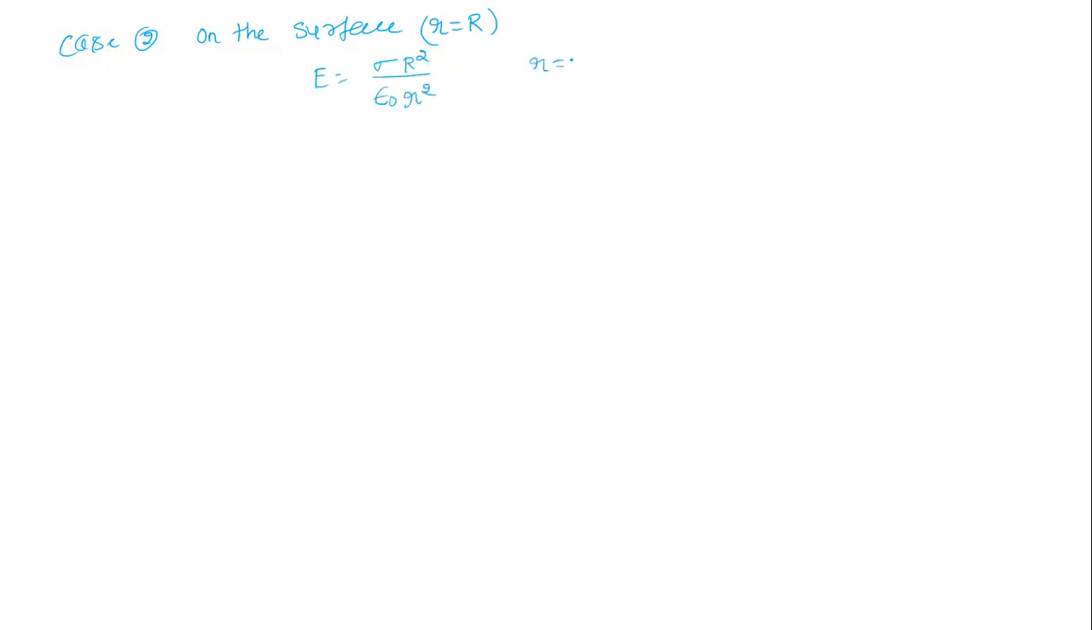Since it is given small r equal to capital R, then r square become equal to R square. So these two will cancel. Electric field become what now? Sigma by epsilon naught, where it is on the surface. On the surface of the conductor, how much electric field is there? Sigma by epsilon naught. Of course, it is perpendicular to surface. Okay, that is case number 2. Let's say now case number 3.